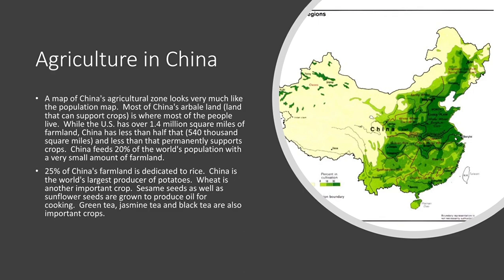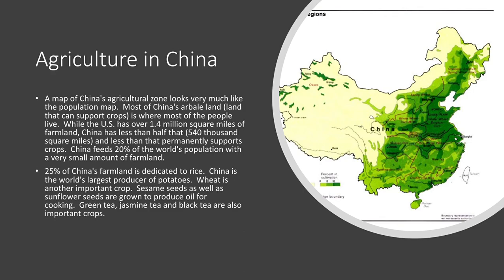Like in the United States, we have a lot of farmland around here in Pennsylvania, a lot of other states. But some of our biggest farmland is in the Great Plains. We have a vast area that is very suitable for farming where not many people live. And so we can have these massive farms. In fact, the US has like 1.4 million square miles of farmland.